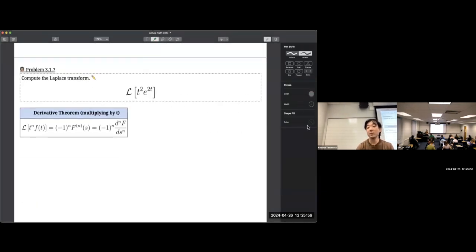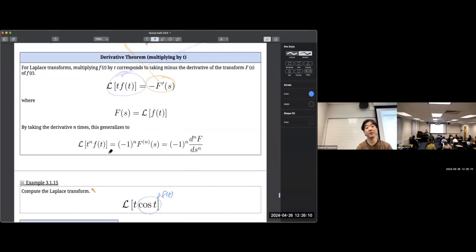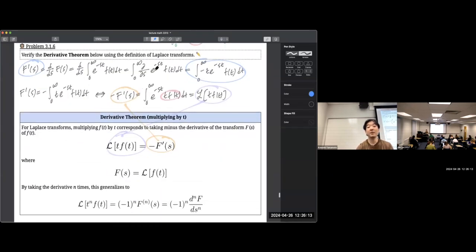Let's do this one. This is my f of t, and we're multiplying by t squared. So for the derivative theorem, there's a general form. It's like this right here. Where does it come from? If you were to take this capital F double prime, that means you're taking the second derivative of e to the negative st. You take a derivative once, which pops out a negative t, and then you take another derivative, which pops out another negative t. You'll have two negatives that cancel. So that's why there's a negative 1 raised to the n here.